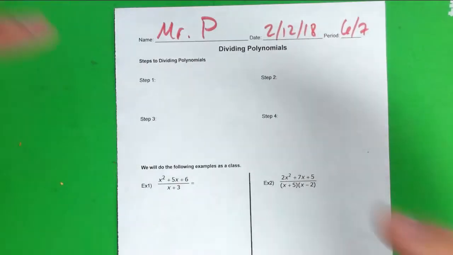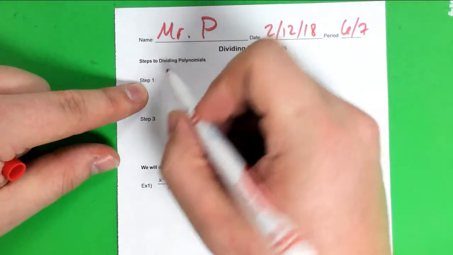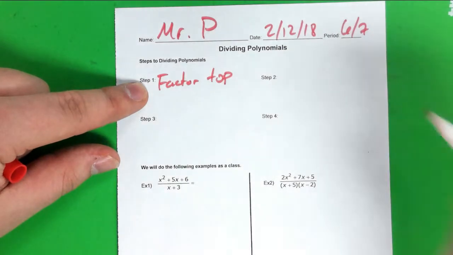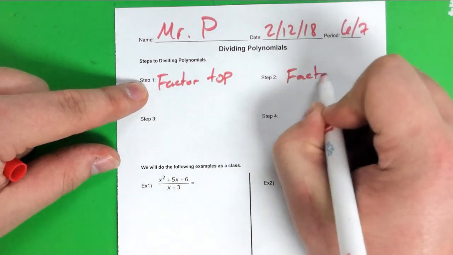Perfect. Okay, step 1 for dividing polynomials, we factor the top. So I'm going to say factor top. Okay, step 2, factor bottom.